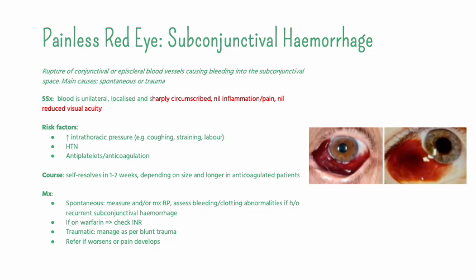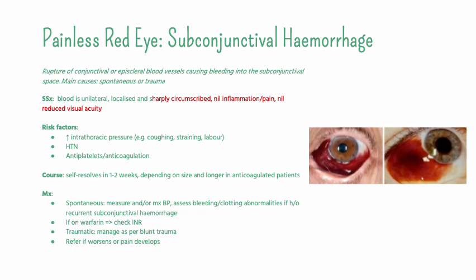Moving along our differential list for painless red eye, firstly we have subconjunctival hemorrhage, which is caused by the rupture of conjunctival or episcleral blood vessels, causing bleeding into the subconjunctival space. The main causes are spontaneous or traumatic. Spontaneous causes include idiopathic, which is the most common, Valsalva maneuvers, including coughing, lifting, straining, vomiting, producing increases in your central venous pressure, systemic vascular diseases such as hypertension and diabetes, and medication-induced, for example, anticoagulants and NSAIDs.